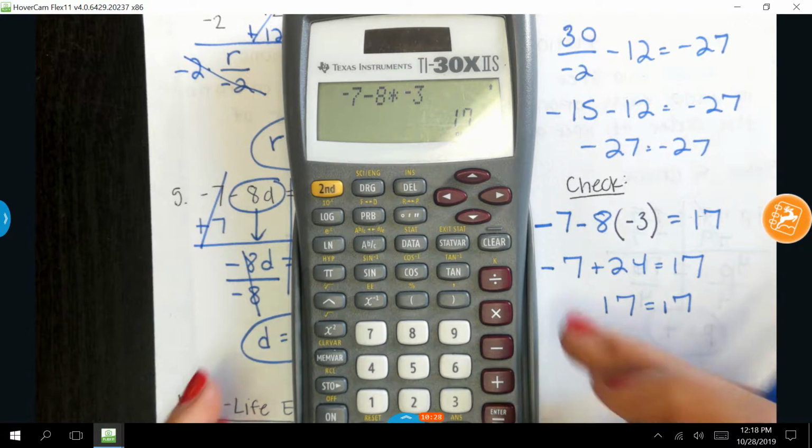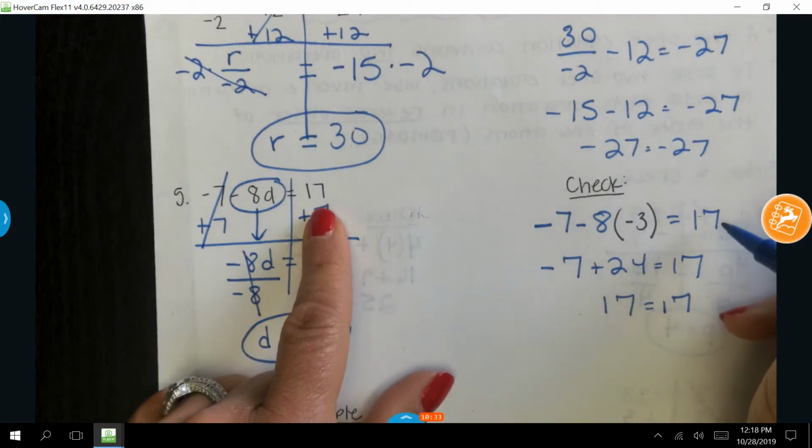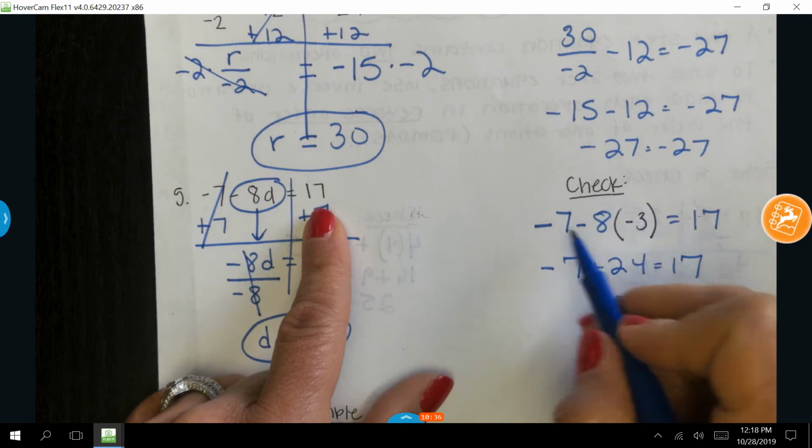Question? Why do you do 17 equals 17? Why do you do that? Because this side is telling you this is what it should equal, and this is us doing that.